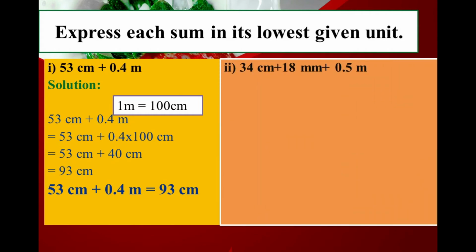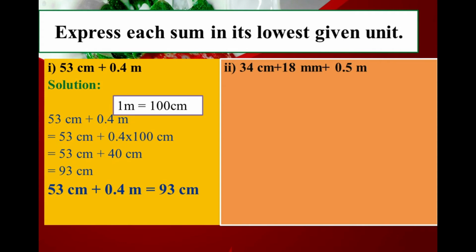34 centimeter plus 18 millimeter plus 0.5 meter. Here there are 3 units given. Which is the lowest unit? Millimeter. Which is the bigger one? Meter. From meter, how many steps do we have to move to millimeter? 3 steps. 3 steps we have to move.